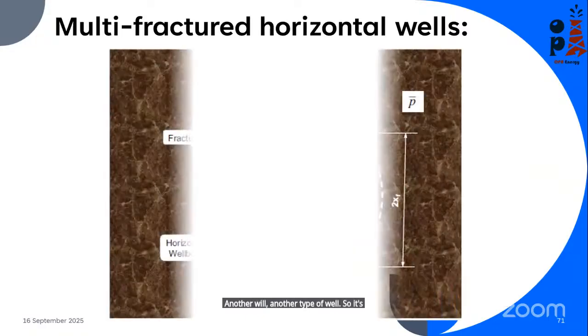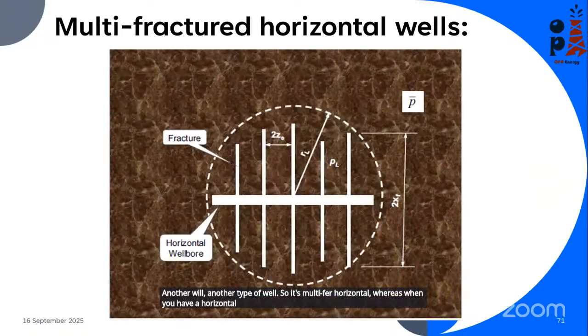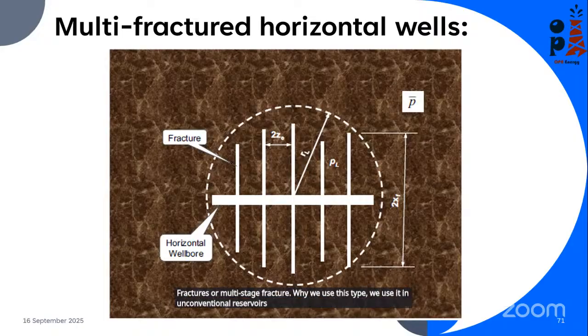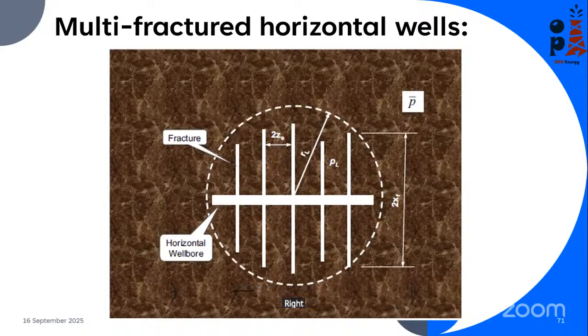Another type of well is multi-frac horizontal wells, when you have a horizontal well but you do fractures or multi-stage fracture. Why do we use this type? We use it in unconventional reservoirs like shale, very tight sand, and so on. It's very common. It's very similar to the horizontal well or fishbone wells, but it has fractures, not laterals or branches of the well.